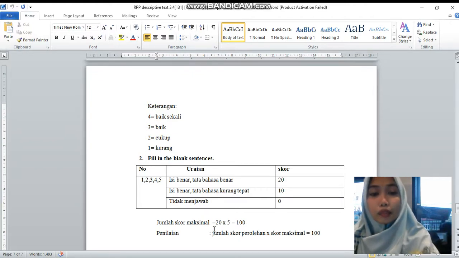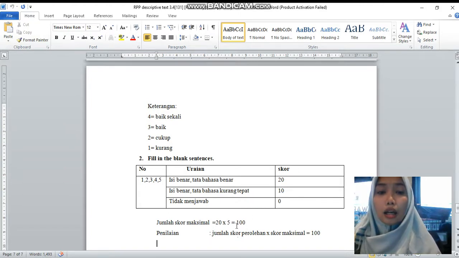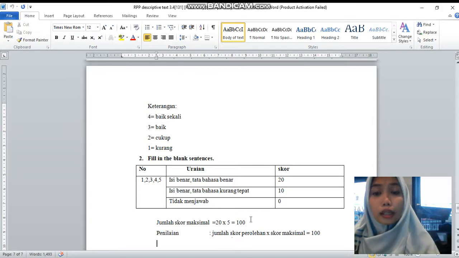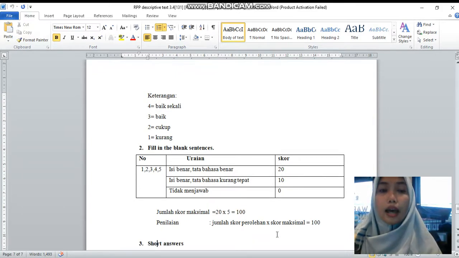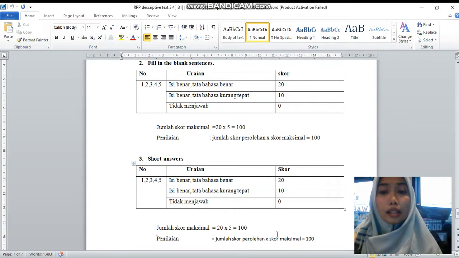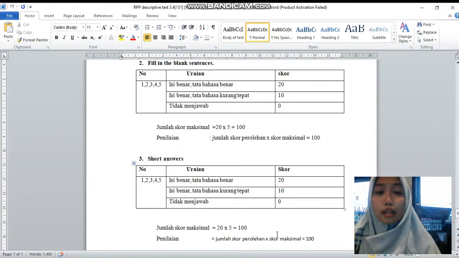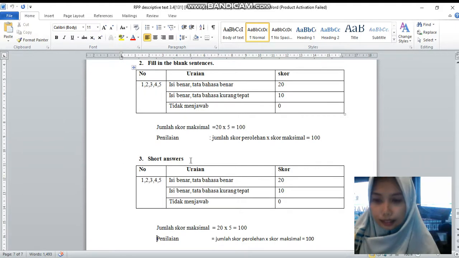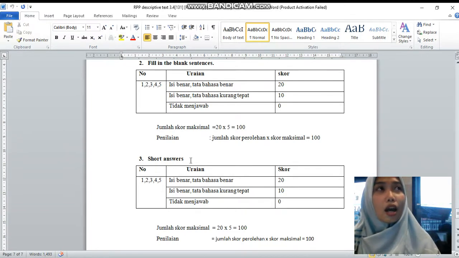And then ini ada langkah-langkahnya, penilaiannya, jumlah skor atau jumlah nomor dikali maksimal. And then last is about short answer. Short answer is scored like the fill in the blank sentence, with the same steps. Okay, that's all about my explanation.